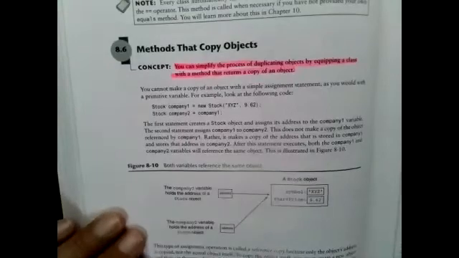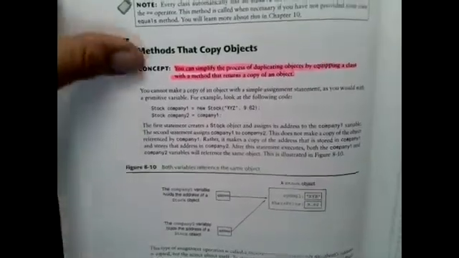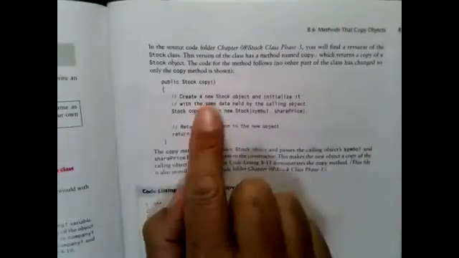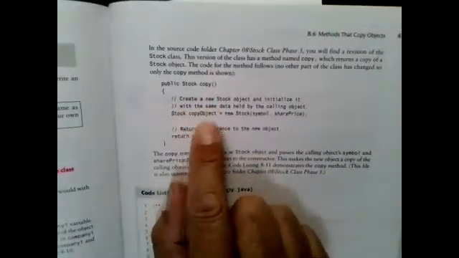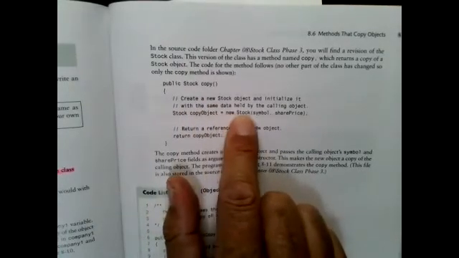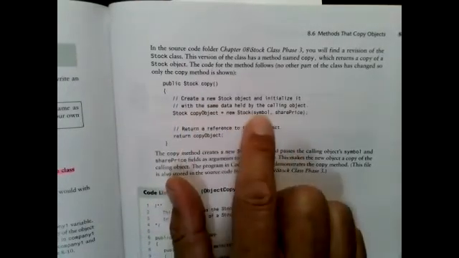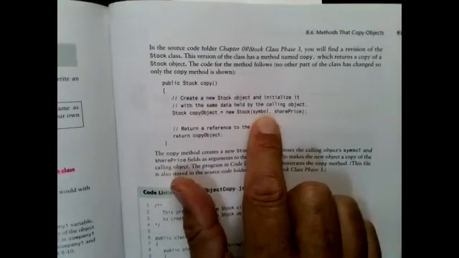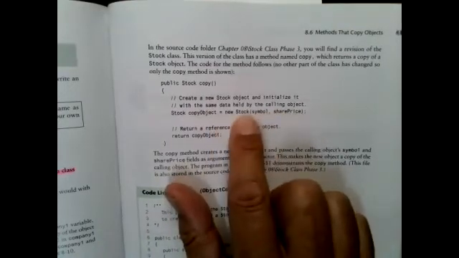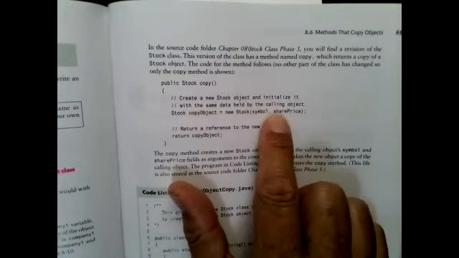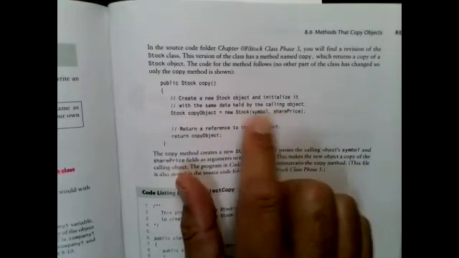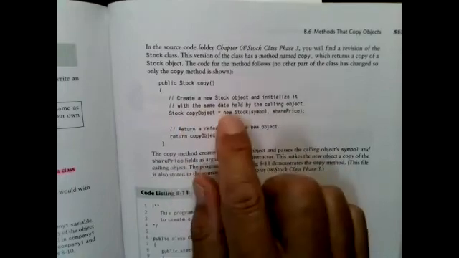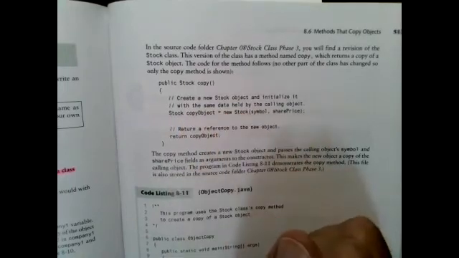Here's a quickie example, up here, out of the textbook. Public Stock copy. I come in, I create a new object, and it looks like they're taking advantage of a constructor here. They're calling the constructor to create the new one. That's one way. Copying field by field would be another way.